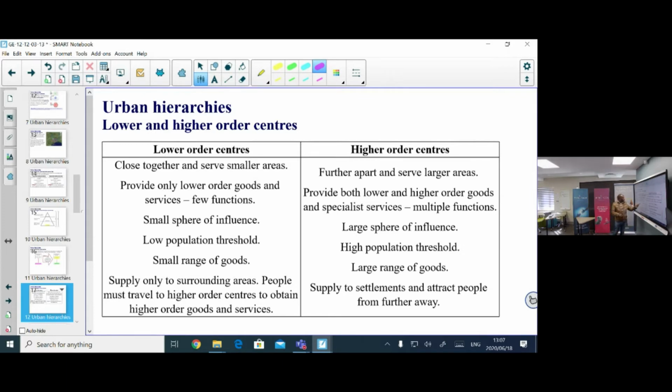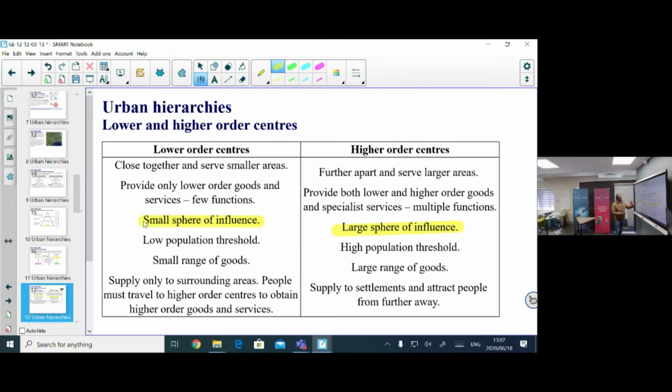Then the lower order also deals with a small sphere of influence, whereas the higher order has a large sphere of influence. So the area from which the people are coming to get the services also differs between the lower order and the higher order.